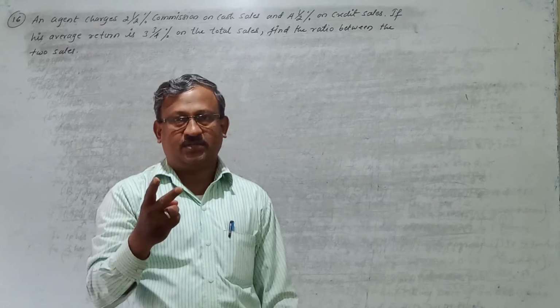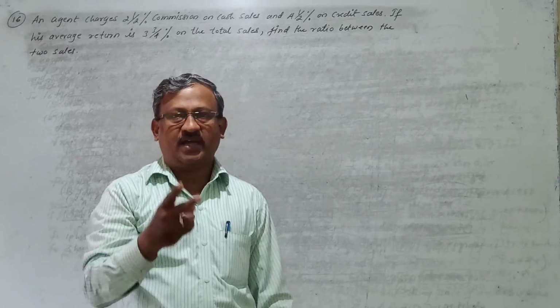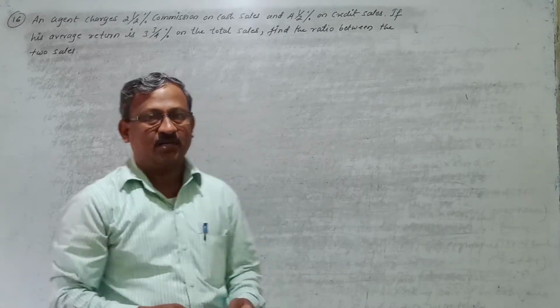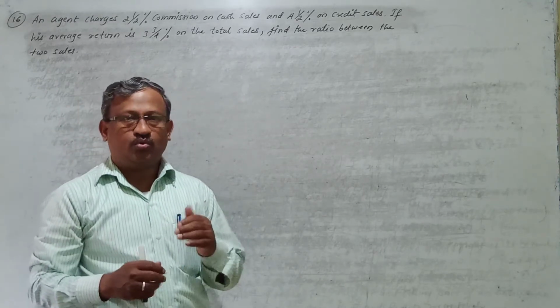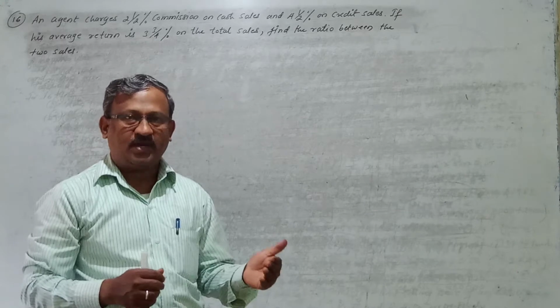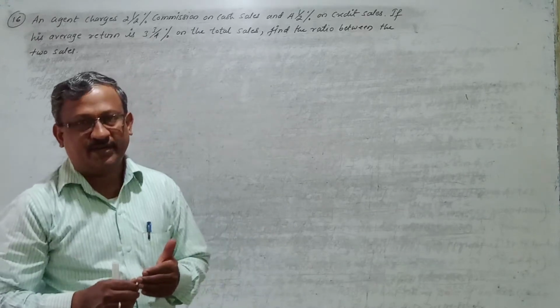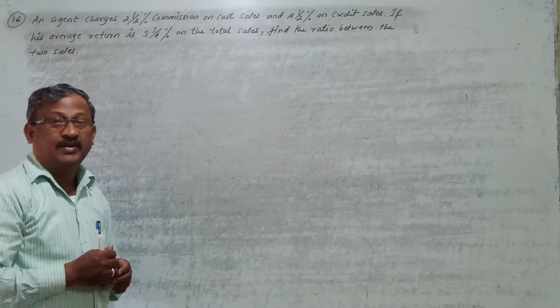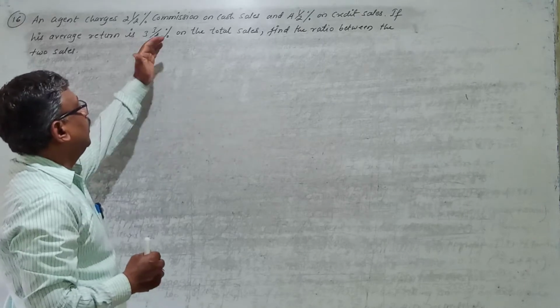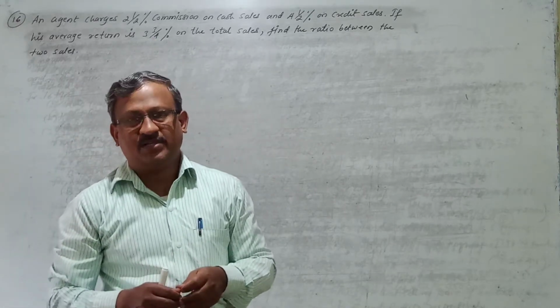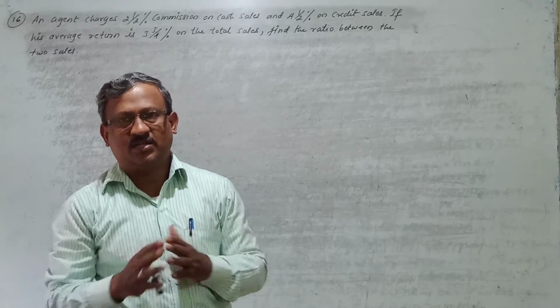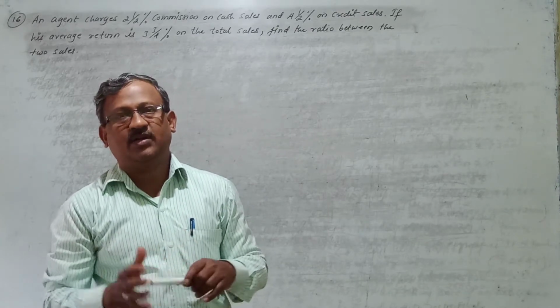There are two types of sales. One is cash sales and the second one is credit sales. Whatever total sales are there, out of those total sales, some goods have been sold on cash and some have been sold on credit. In this problem, they have not given us our credit sales, cash sales, or total sales. Nothing they have given. Only they have given the commission.